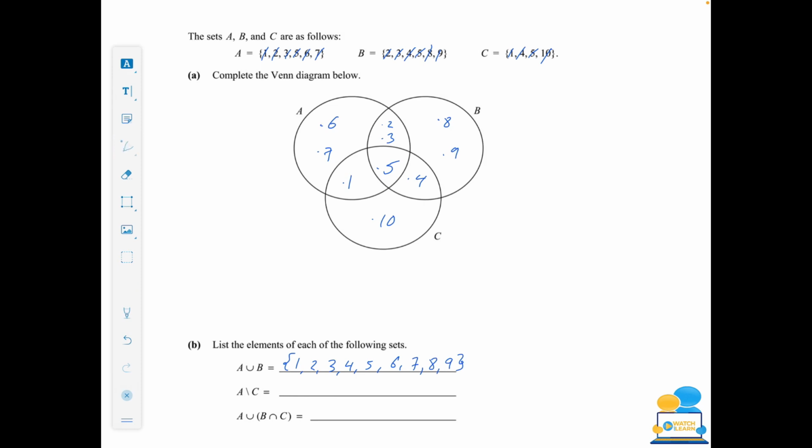The next part then is A less C, or in other words, what's in A that's not in C. Okay, so we're going to include all of these elements in A, but we're not going to include 1 and 5 because they're also in C. Okay, so our answer there would be 2, 3, 6, 7.